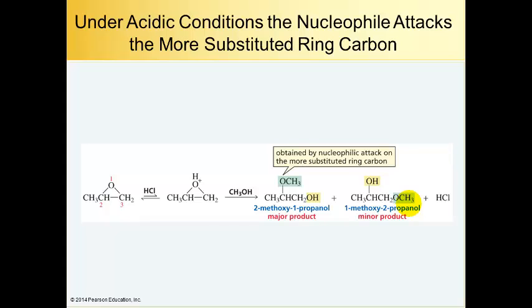So we have a nucleophile, we protonate the epoxide, and then we have this species right here, and then the nucleophile attacks the carbon with the most substituents. So it would be this one here, giving us this as the major product and this as the minor product.